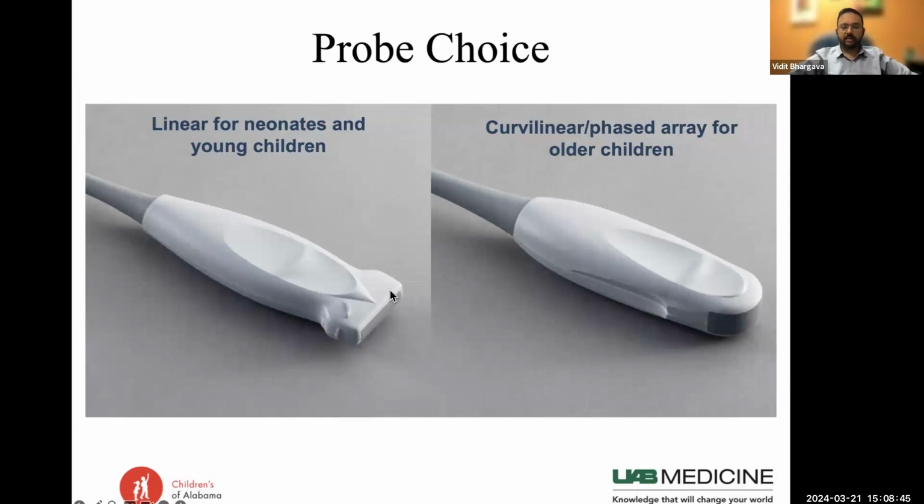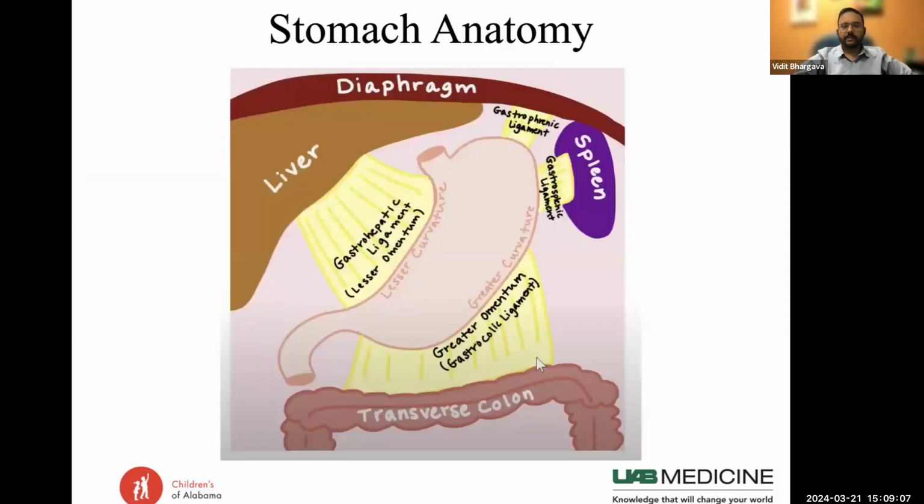Probe choices are pretty reasonable. I think for most young children, a linear probe is great, but then a curvilinear probe with a shallow depth may actually also be quite helpful because of just how wide the footprint is, and it offers you a lot more opportunity to see the adjoining structures and understand where exactly you are.